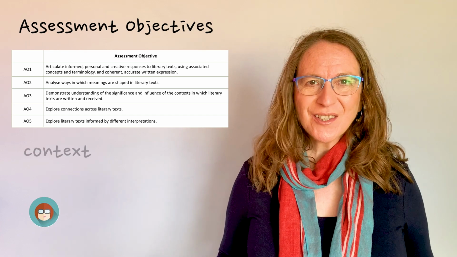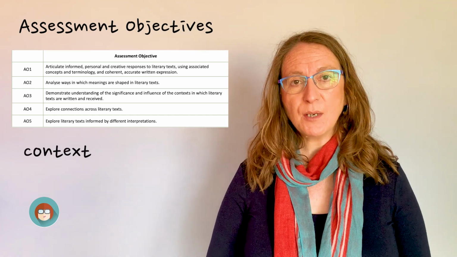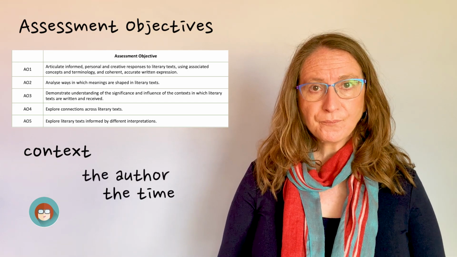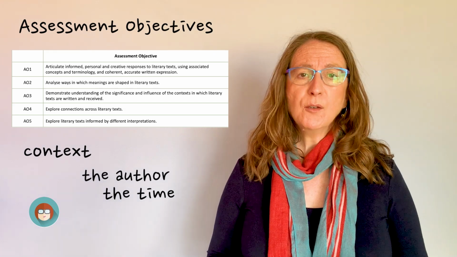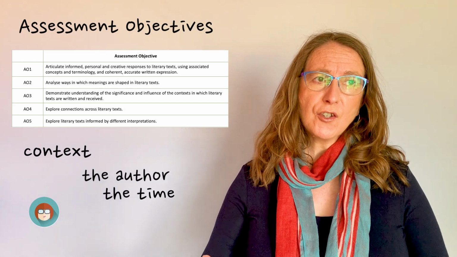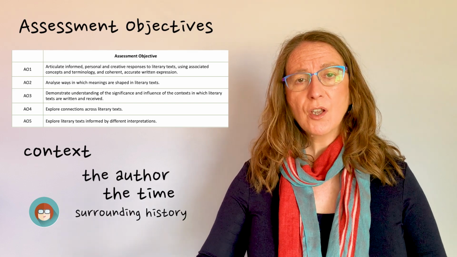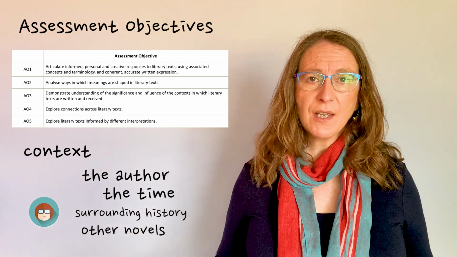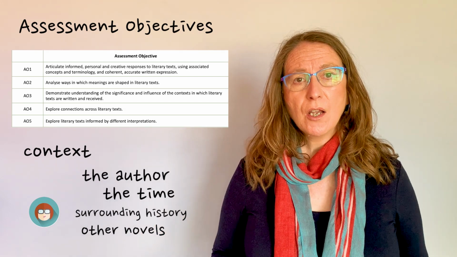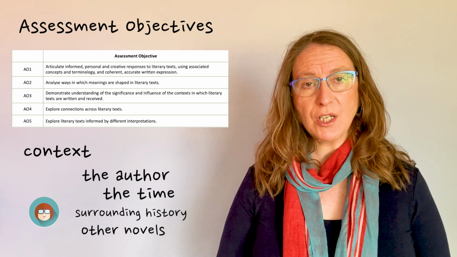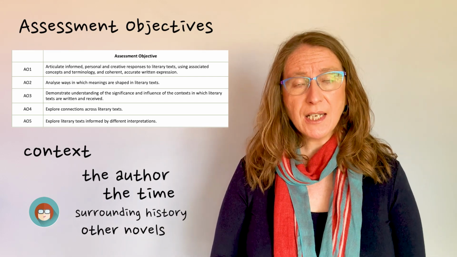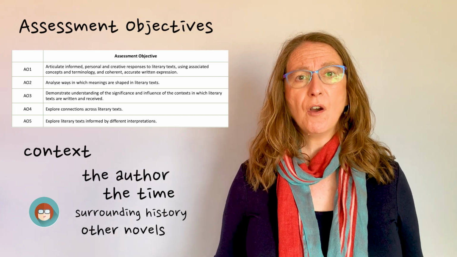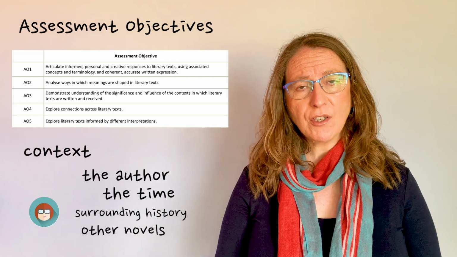AO3 is all about context. You'll have covered this somewhat at GCSE previously. AO3 is about knowing about the author, the times that the author was writing in. It will be looking at the surrounding history and the context even of other novels, plays, poems that feed into the knowledge about the one that you're studying. So you've touched on this at GCSE a little bit before. It's about knowing some of the different types of influences that are either about how a text is written or about how it's read.